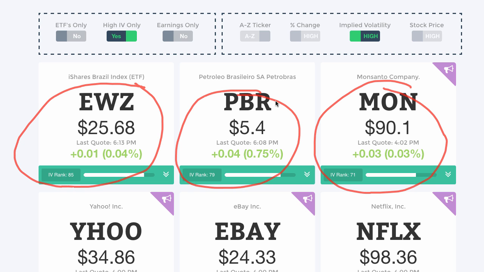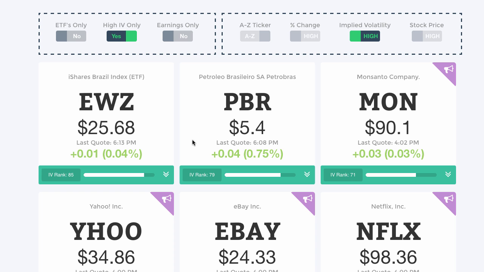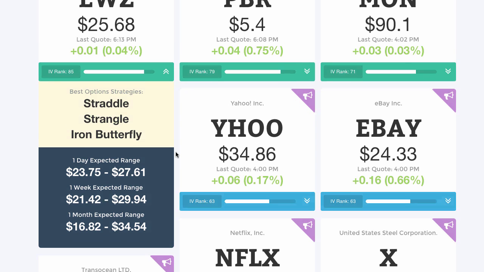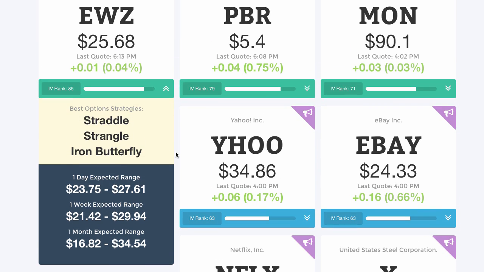Okay, so now I can go in here and say, okay, look, these are the things I need to be focusing on because they have the highest implied volatility, the highest opportunity for me to make money. Now, one of the things that we also pre-built in here is the ability to then look for the best option strategies, or the best option strategies are then suggested based on implied volatility.